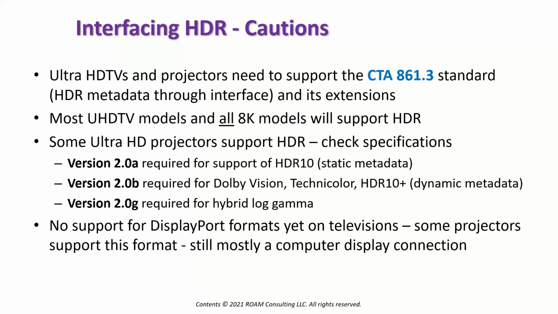So if you want to watch static metadata, it should support version 2.0A. If it's going to show Dolby Vision, Technicolor, HDR10 Plus, it has to support version B, and if it's going to support hybrid log gamma, it should support version 2.0G. So if you buy a projector, you look in the specifications and they should tell you which of these they support. And in most cases, they're going to support B and they're going to support A, B, and G. They should support all three of these.